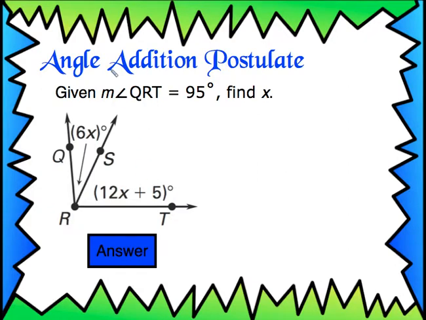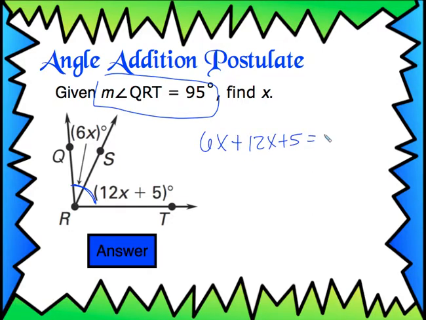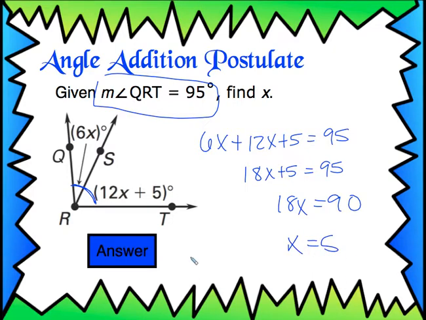Okay, so for this we're going to use angle addition postulate. So we're given that the entire thing is 95 degrees. So this whole thing is 95. So we know that 6x plus 12x plus 5 equals 95. So we can combine our like terms and get 18x plus 5 equals 95. Now when we move the 5 to this side, we subtract it, so we get 18x equals 90. And then divide by 18 and you get x equals 5. Now you don't have to plug it back in because it just tells you to find x.